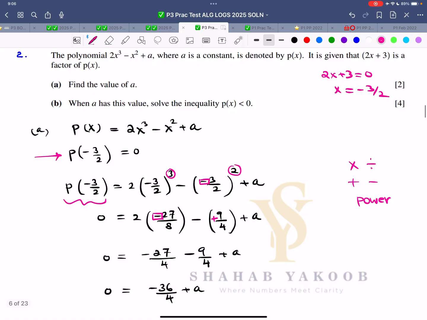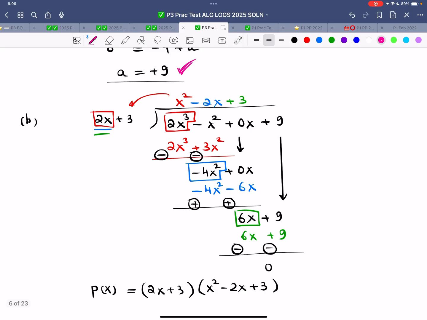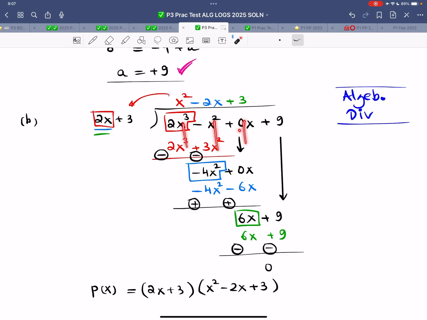The next part, when A has this value, solve the inequality. Before that, we should factorize Px completely. Now, how do we factorize Px completely? We have this method which is known as algebraic division. The slang that we use is long division, but technically the proper name is algebraic division. What is the rule over here? We have the x cube term, we have the x square, the x is missing, write it with a 0, so that everything falls in place. And then the constant term.